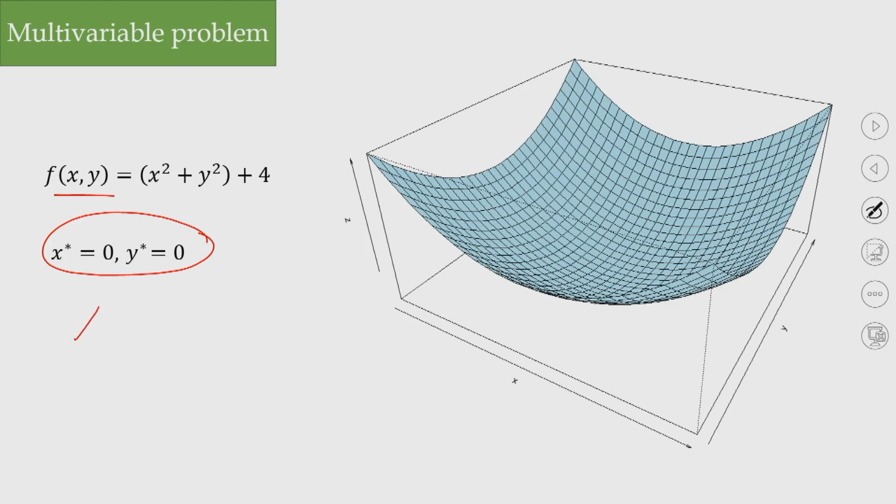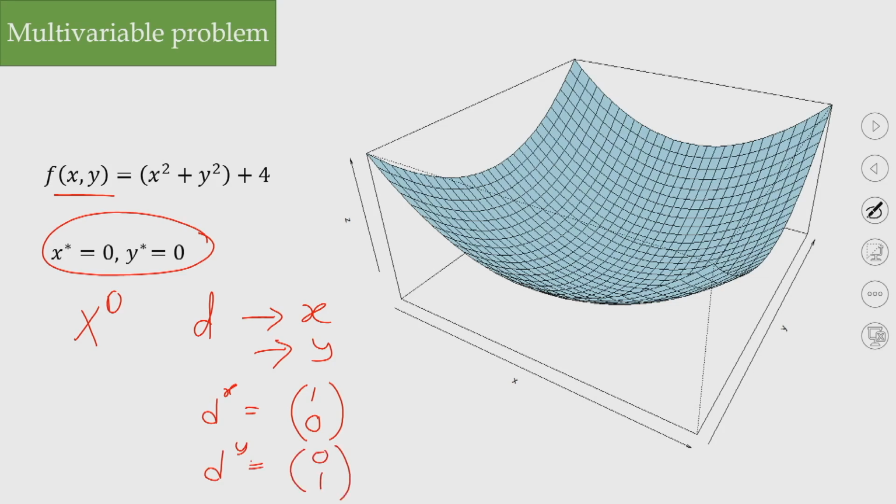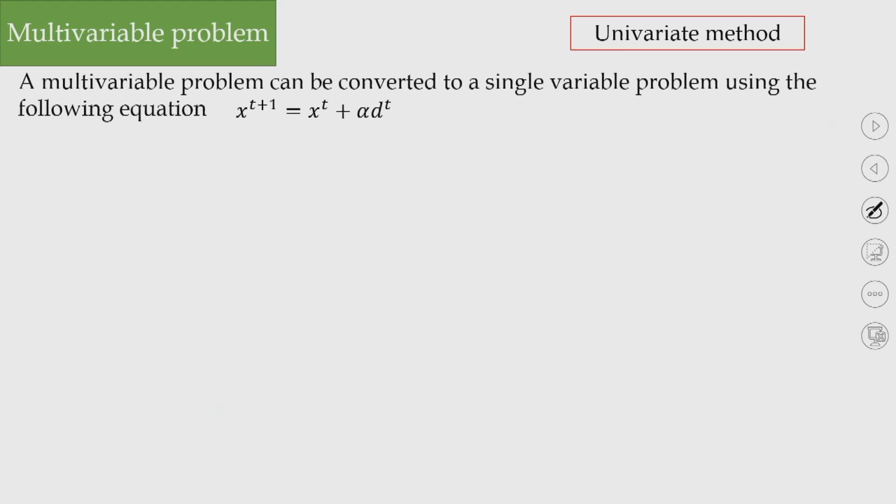I will take an initial point, x naught, and I need a direction. In this case I will apply the univariate method, that means the first direction will be along the x direction and the second along the y direction. The x direction, dx, is (1, 0), that means there is no component in the y direction, and the y direction, dy, is (0, 1). So, I will apply these two directions. Initially I will go along the x direction, then the y direction. Let me solve this problem.